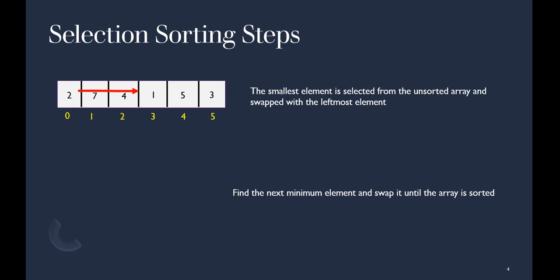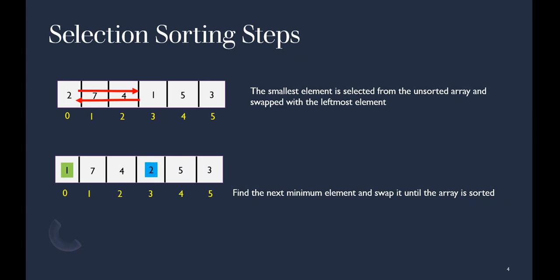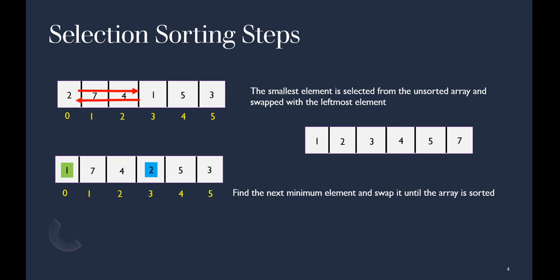So we sort the element: element 1 from index 3 to index 0. Now 2 deserves to be at position 1. So what we do is we swap the elements 2 and 7. We repeat the step until the list is sorted, like this one. So now this is the sorted list.